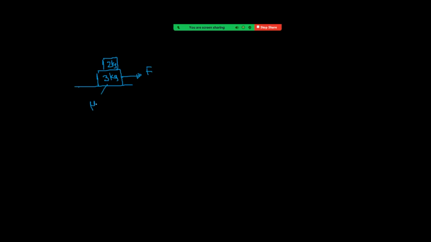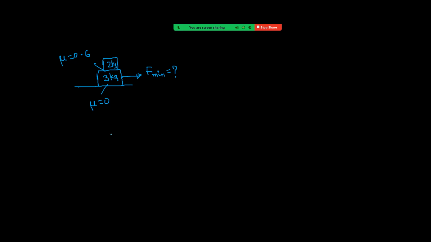The ground is smooth, so the mu value is 0. But between the blocks, the mu value is 0.6. Now the question is: find the minimum force we have to apply on the 3 kg block so that slipping starts between the blocks. See how to start the problem.